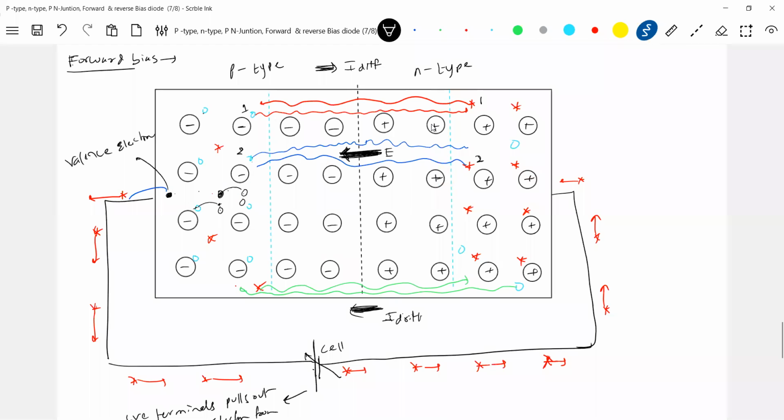And the hole, now what does this hole do? It will capture this. Now this hole will capture this, and this particular hole will capture this. And this valence electron will be pulled by the positive terminal. So like that, how is the movement of holes? The holes are moving like this.